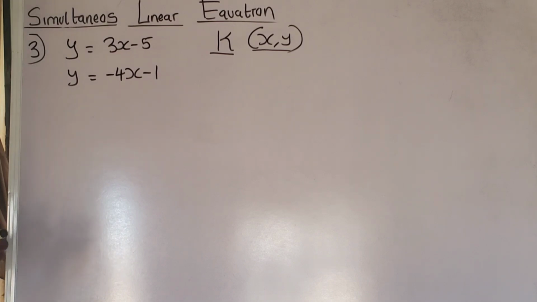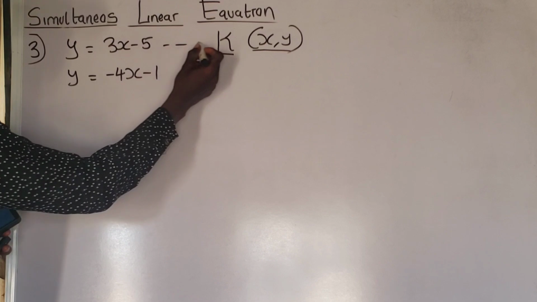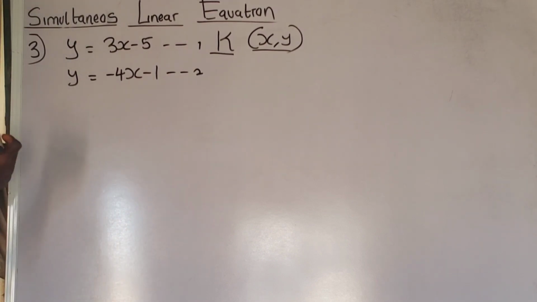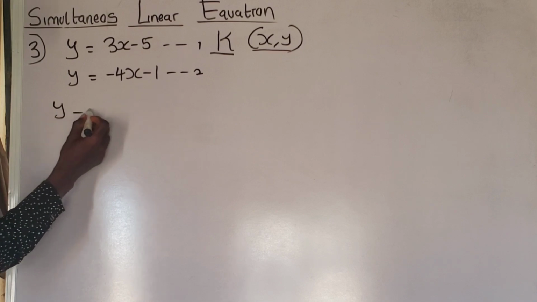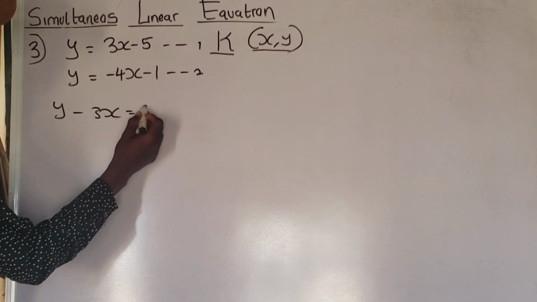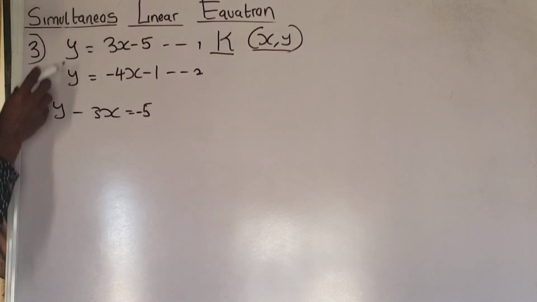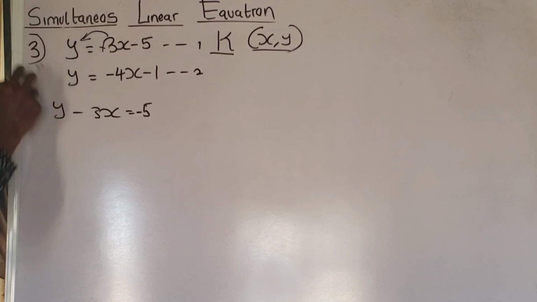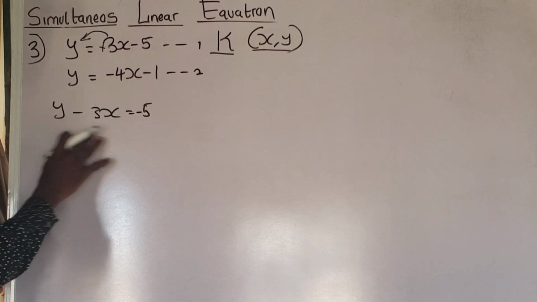Now, to solve this question, let us rearrange both equations. This is equation 1 and this is equation 2. Let us rearrange equation 1. I'm going to have y minus 3x equals negative 5, because if 3x crosses the equals sign, the positive sign is going to change to a negative sign. So I'm going to have y minus 3x equals negative 5.